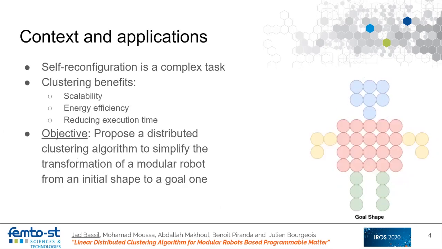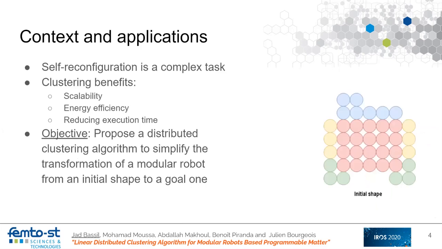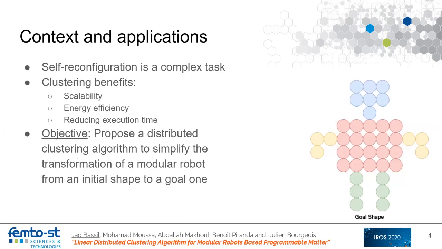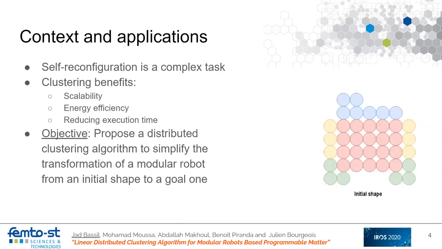However, self-configuration is a complex task since the number of possible configurations can increase drastically when the number of modules in the system increases. Clustering allows parallelization, therefore it can have many benefits such as scalability, energy efficiency, and reducing the execution time of many tasks, including the self-configuration.